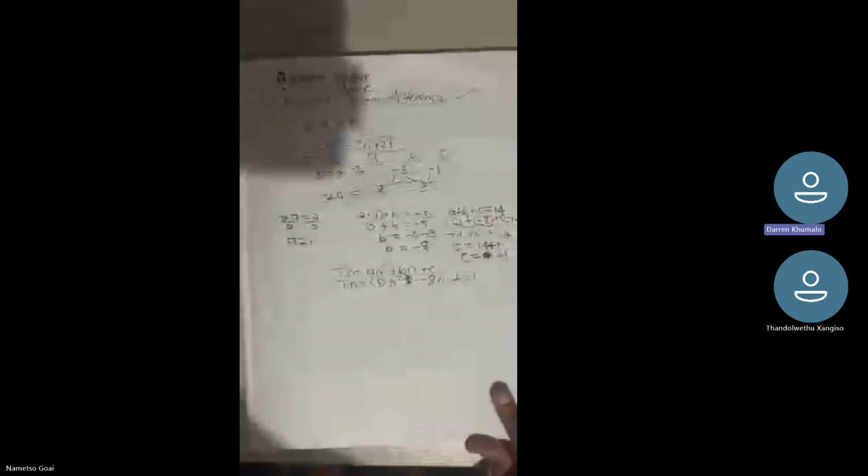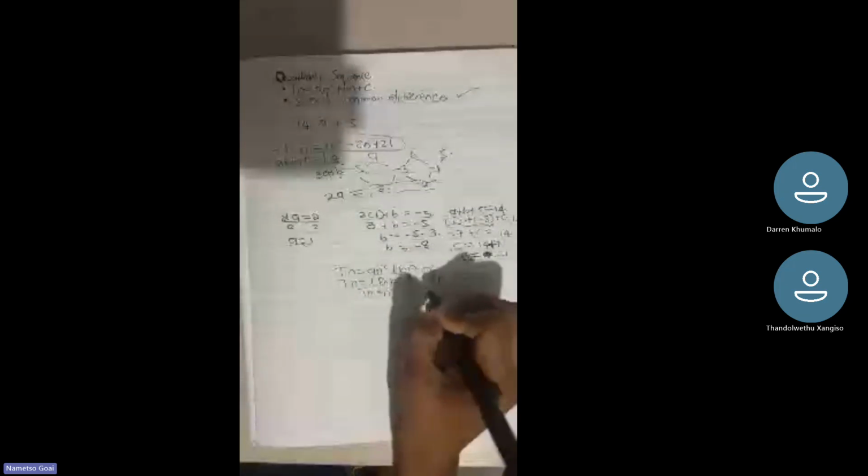So our Tn will be, what is our a? 1. n squared minus 8n, what is the c? Plus 21. So therefore, Tn equals n squared minus 8n plus 21. So you just proved what they wanted from us. Now let's check what the next question is saying.